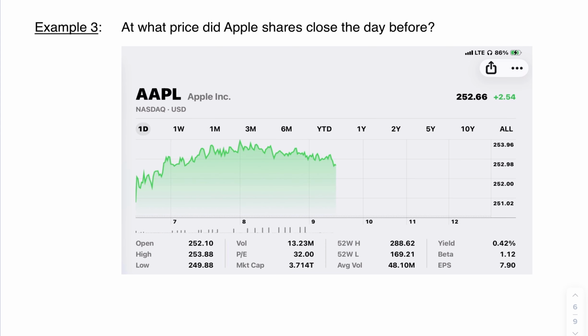The question here is, at what price did Apple shares close the day before? What was the closing price on the day before? Assuming there's no after hours trade, which didn't happen, you would take a look at the opening price. The opening price is the price that the share closed the day before. So that'd be $252.10. That was the price per share.